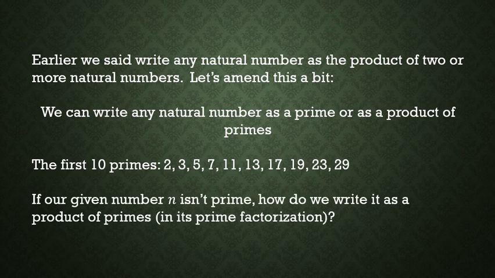So if our given number n is not prime, if we know that there are other factors of the number besides 1 and itself, how do we write that number as a product of primes? When we write it as a product of primes, we're writing the number in its prime factorization. There's a couple different ways we can do that, but these methods are at their core the same thing. The main difference is just how we are representing it.